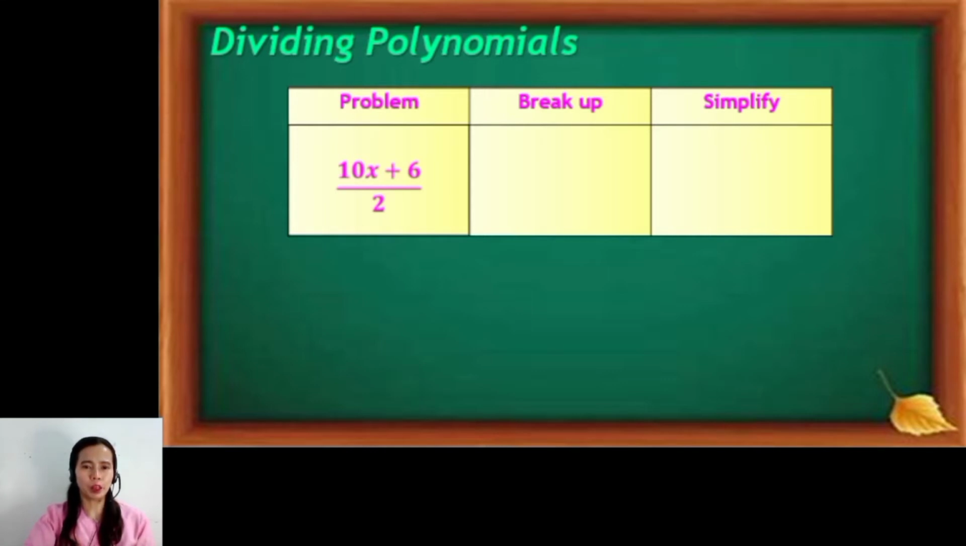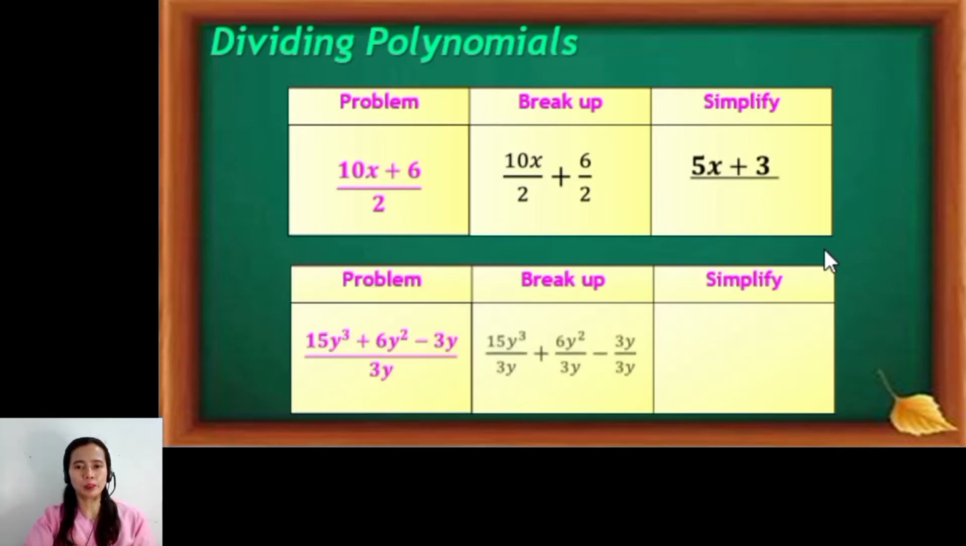As you can see, we have here a binomial. 10x over 2 plus 6 over 2. We break this binomial. 10x, then divide the numerical coefficient. 10 divided by 2 is 5. Then copy the variable. Plus, then 6 divided by 2 is 3. So, your answer is 5x plus 3.